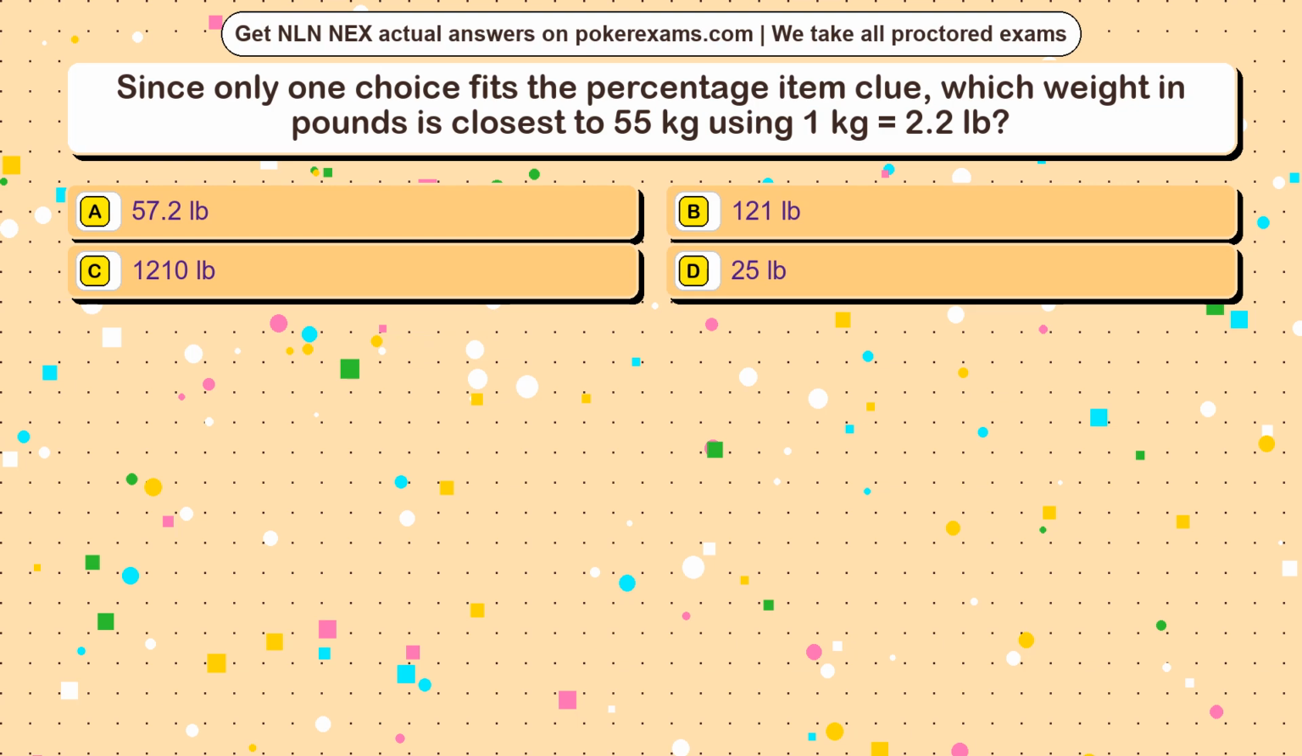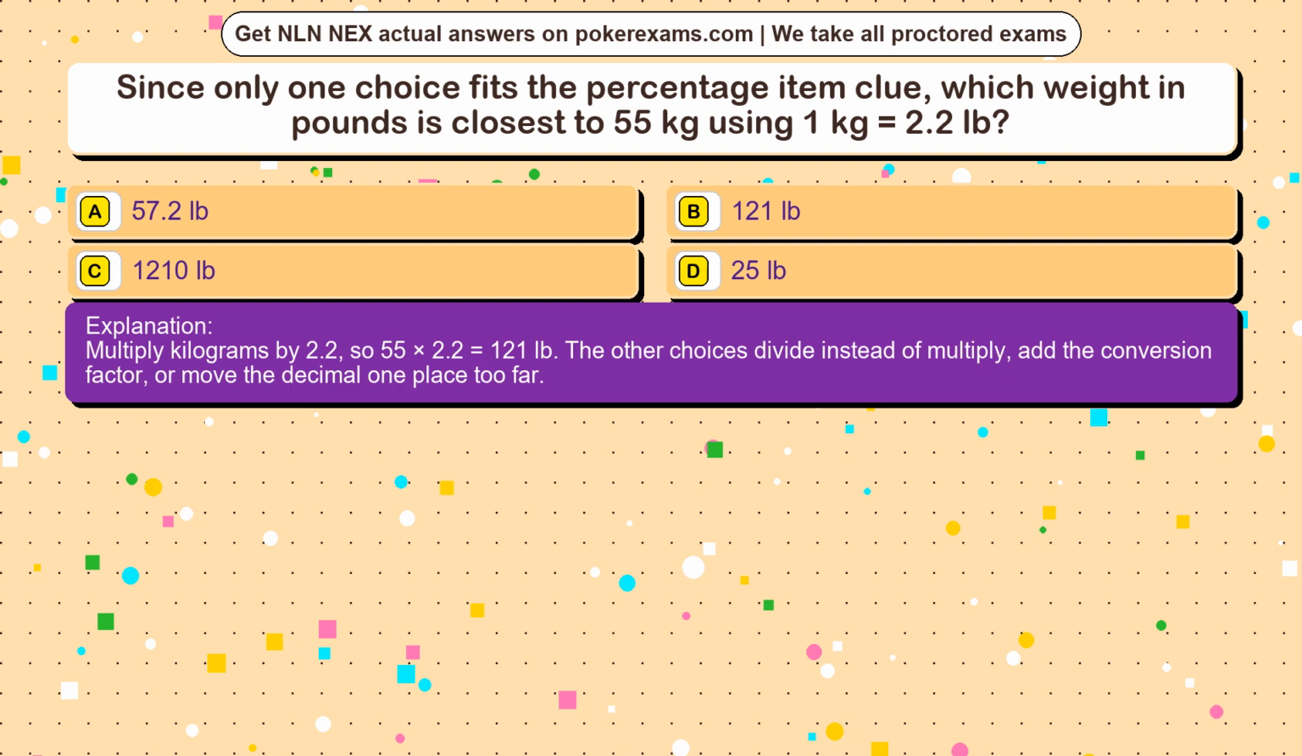The correct answer is option. Multiply kilograms by 2.2, so 55 times 2.2 equals 121 pounds. The other choices divide instead of multiply, add the conversion factor, or move the decimal one place too far.